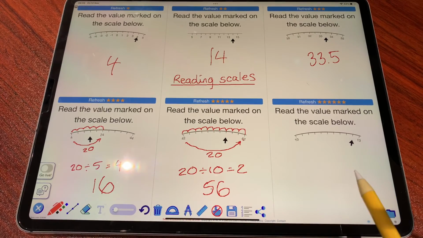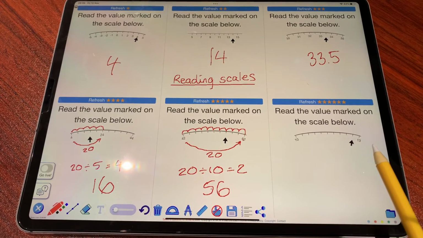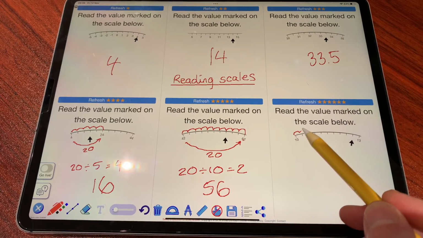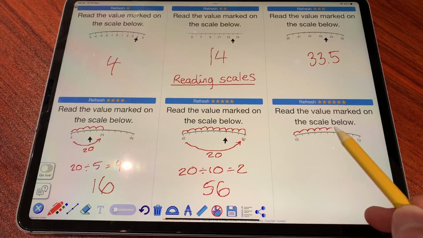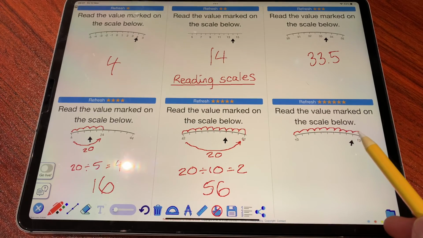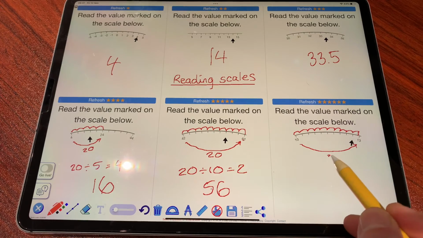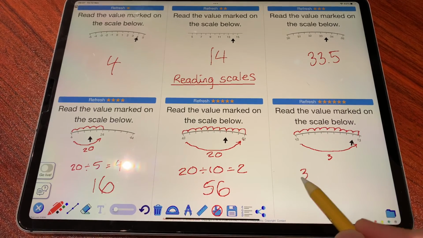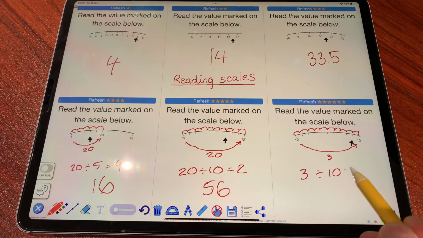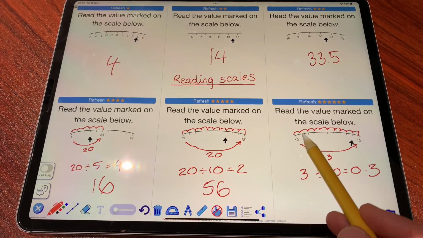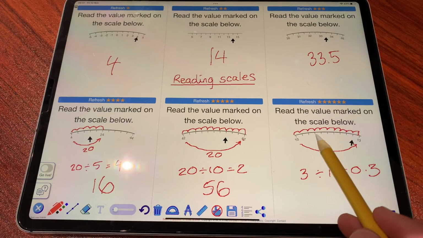Now with the final scale, I've got 10 and 13. I have 10 jumps in between 10 and 13. So the total gap is 3. So 3 divided by 10 is 0.3. Each mark represents an increment of 0.3.